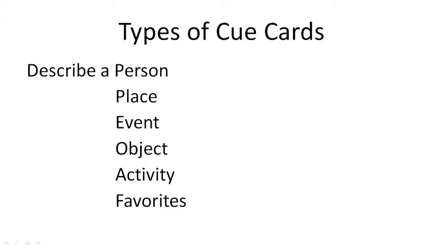There are 6 types of cue cards which are asked in IELTS. These are describe a person, place, event, object, activity, and favorites. Today's topic is about the favorites, a TV program which makes you laugh a lot.